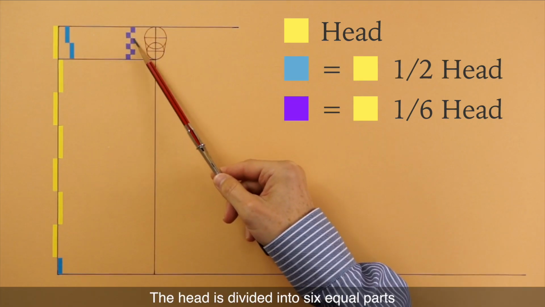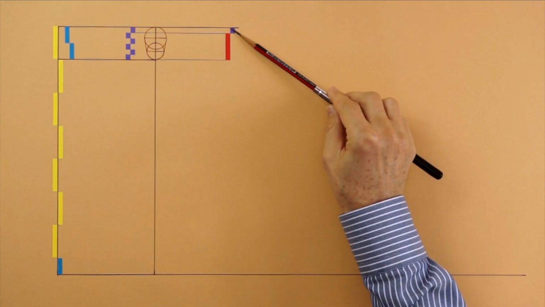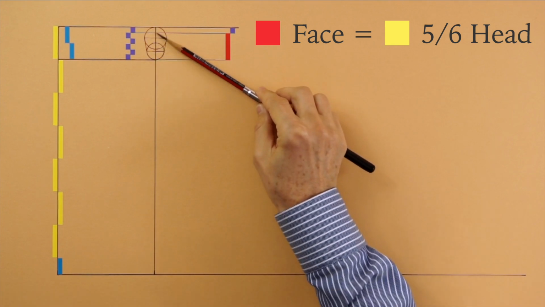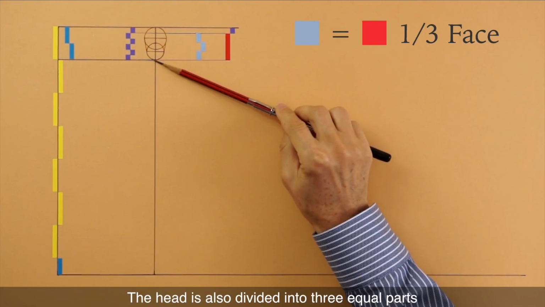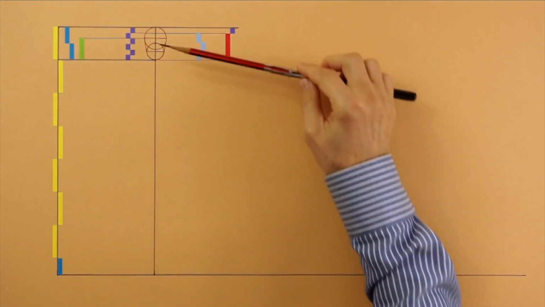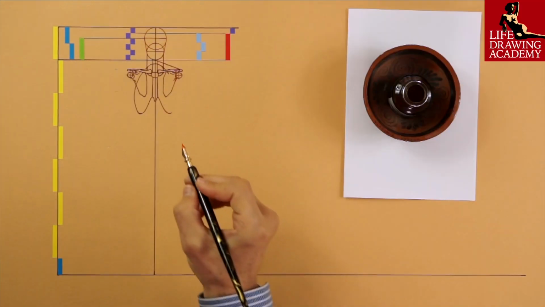The head is divided into 6 equal parts. The height of the face is 5/6 of the head. The head is also divided into 3 equal parts. The 2/3 of the head is the level of its widest part.